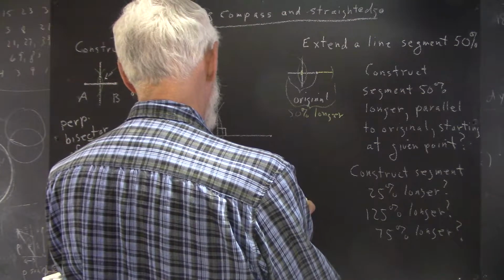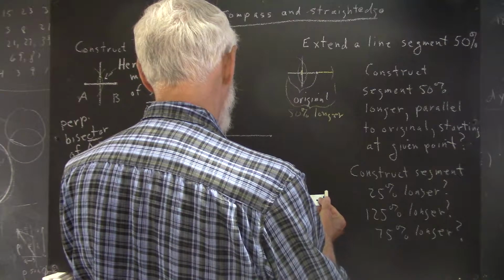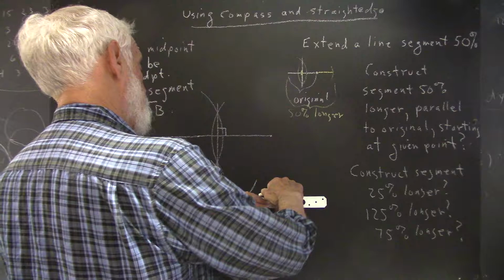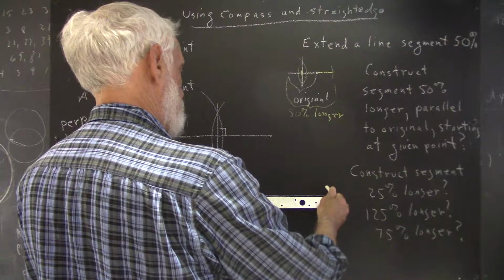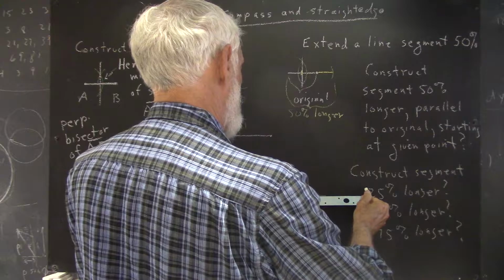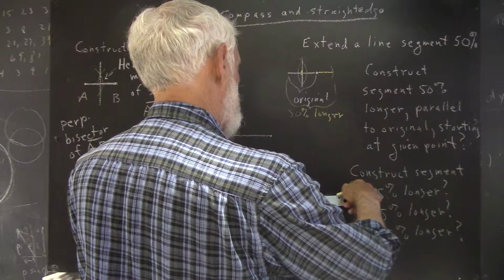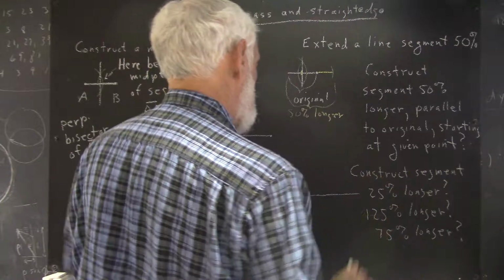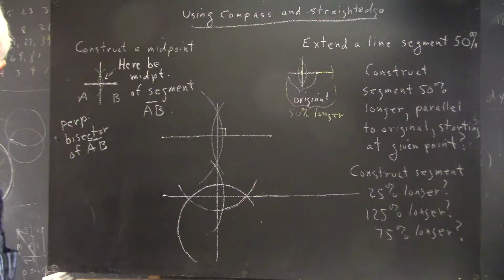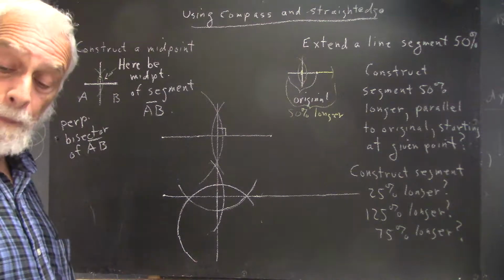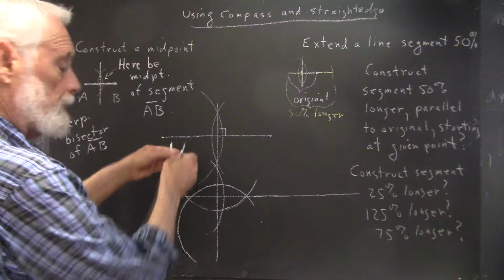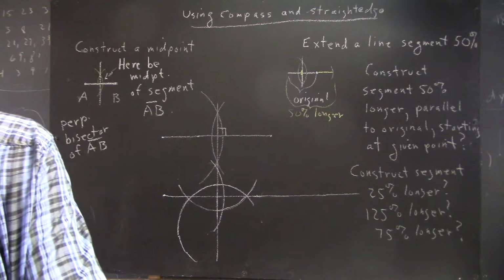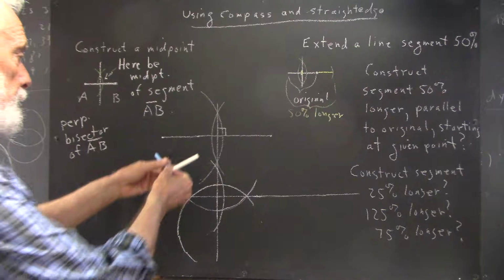And now I'm going to just extend that line for a ways with a straight edge. And maybe even a little further, because I want to be sure that I can get a line 50% longer than this one. Now, how I'm going to accomplish the line 50% longer? That's not going to stretch out nearly far enough. So I'm going to use another device.